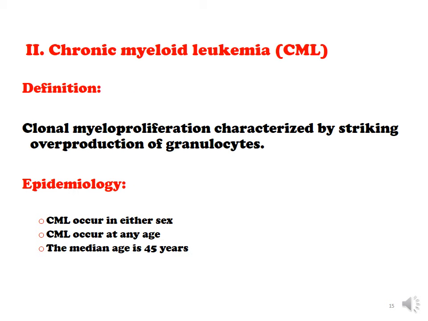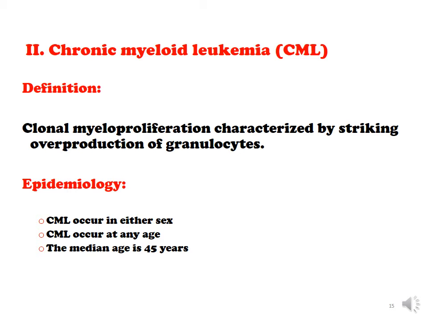Second, we go to chronic myeloid leukemia. What is the definition of chronic myeloid leukemia? It's a clonal myeloproliferation characterized by striking overproduction of granulocytes. So it's considered a myeloproliferative disorder. We have a classification for the myeloproliferative disorders. One of them is chronic myeloid leukemia, and the other ones are polycythemia vera, essential thrombocythemia, and primary myelofibrosis.